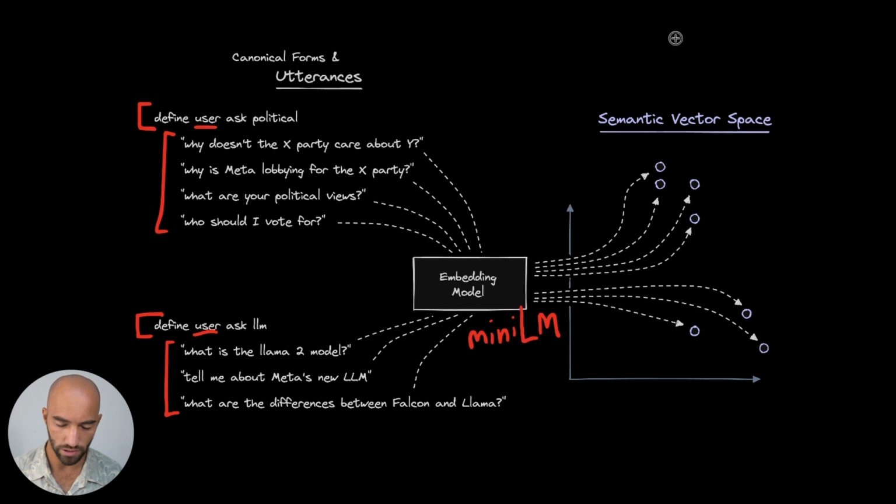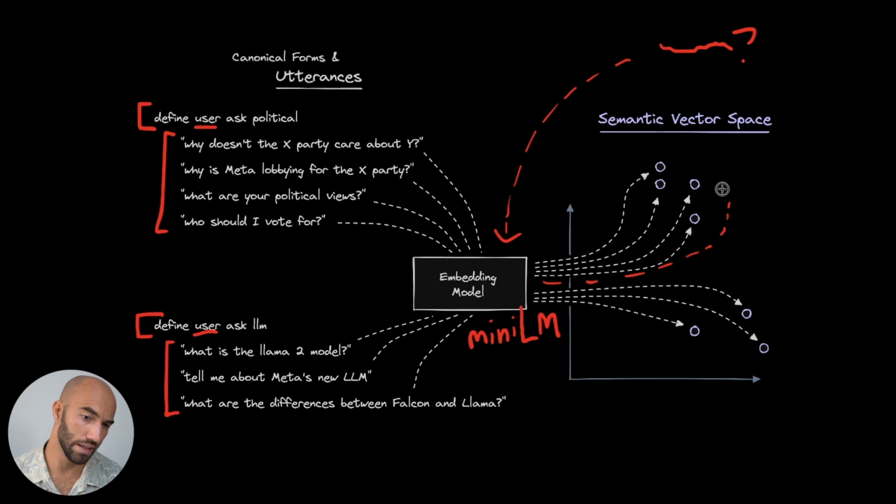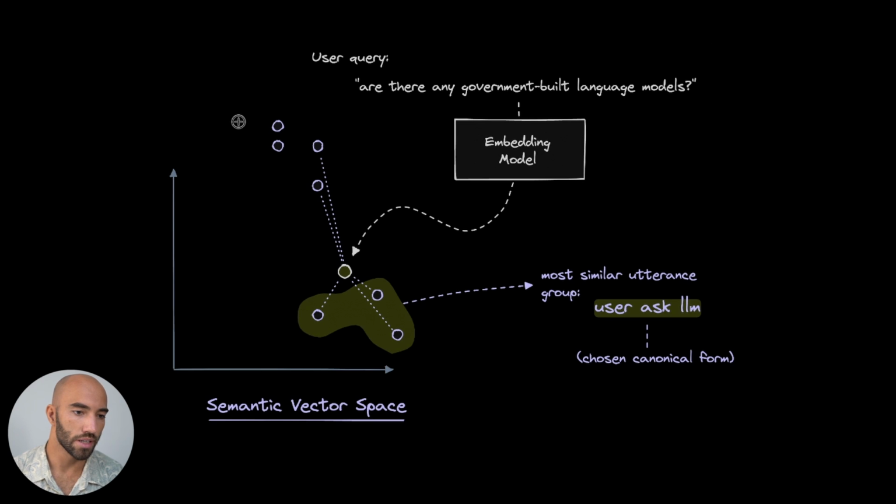All right, so then when the user comes along, they ask their question. Maybe they ask what I asked, like, what are your opinions about the president of the US, or whatever I said. So you have that question coming from the user. That goes into the embedding model, and it creates an embedding, right? And then we can see that these are most similar to the utterances that belong to the ask political canonical form. We see that here as well, right?